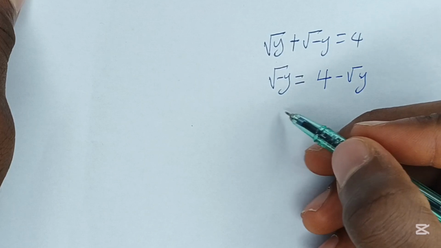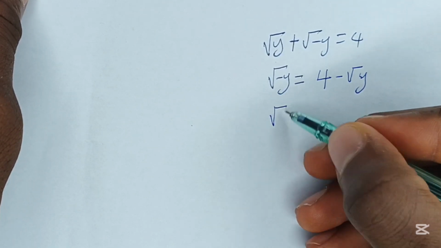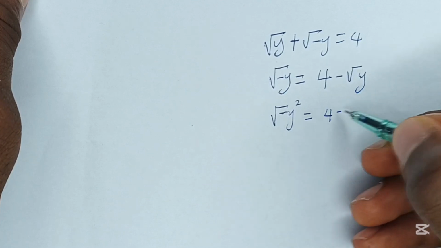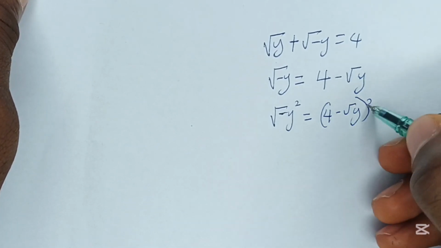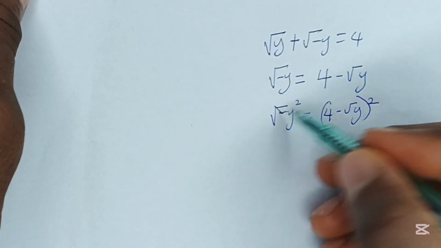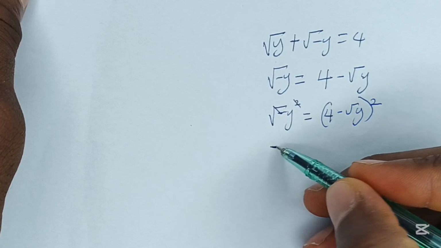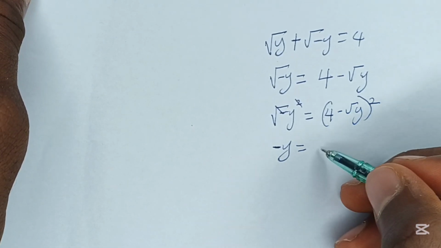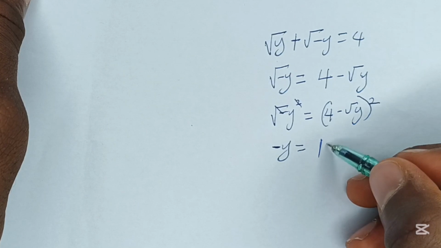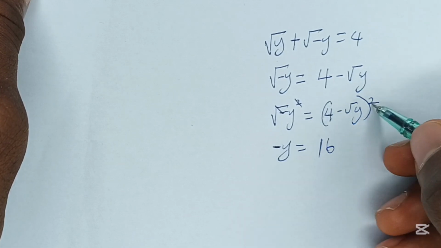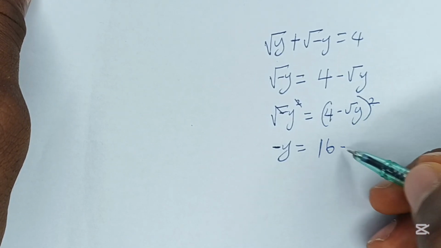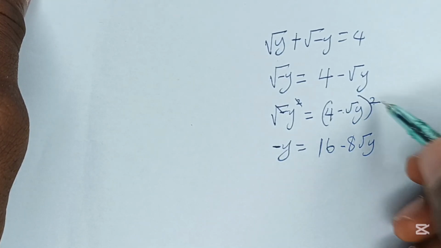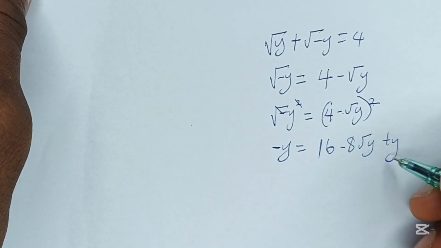Now let's square both sides. So we have root of minus y squared is equal to 4 minus root of y squared. The square root and square strike out, so you have minus y left to be equal to 4 squared, which is 16, minus 4 times 2 is 8 times root y, which is minus 8 root y, and minus root y squared is plus y.